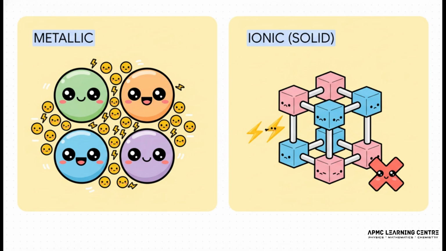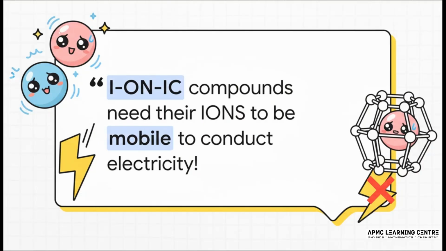But in an ionic solid, those ions are locked into a super rigid crystal lattice. They literally can't move. You have to melt the substance or dissolve it to set those ions free so they can move and carry a charge. And hey, here's a really simple way to remember this. Just think, ionic compounds need their ions to be mobile to conduct electricity. If the ions are stuck, no electricity can flow. It's a little trick, but it works every single time.